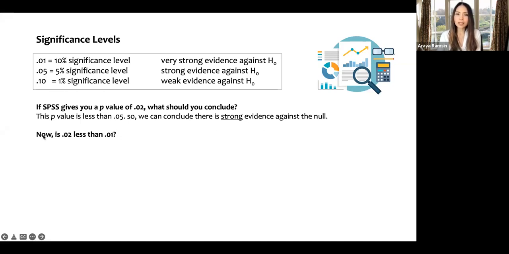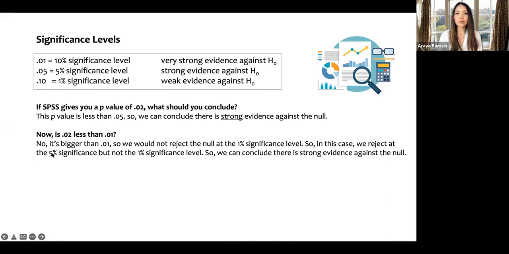But now, is 0.02 less than 0.01? Can you reject the null at this significance level? No, it's not less than 0.01, it is bigger than 0.01. So we would not reject the null at the 1% significance level. In this case, we reject the null at the 5% significance level, but not at the 1% significance level. So we can conclude that there is strong evidence against the null.